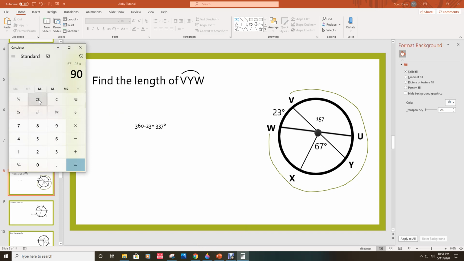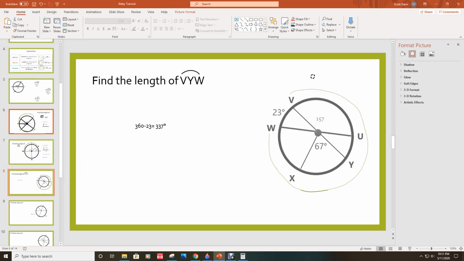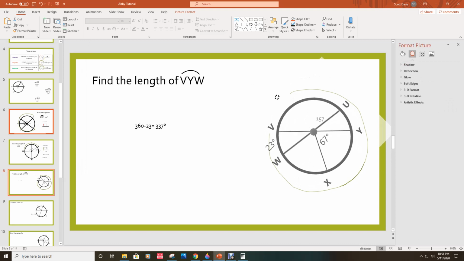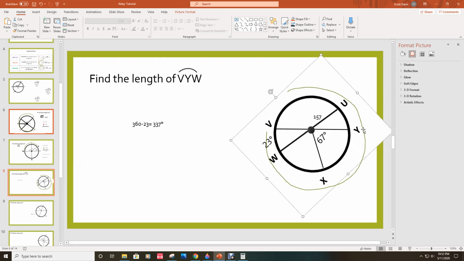Nope. I still don't feel correct about that. How about 157? It is right. Okay, so this is 23 degrees right here. So what I did was, I looked at my circle differently here, where it was in half right here. Here's my 157.